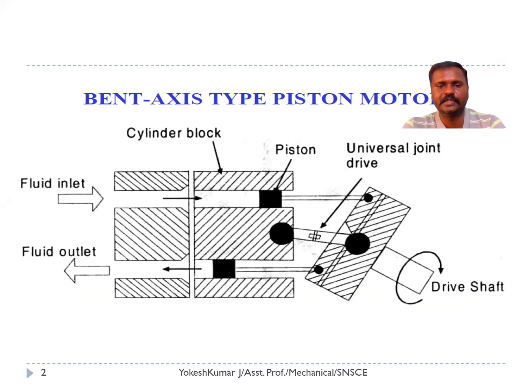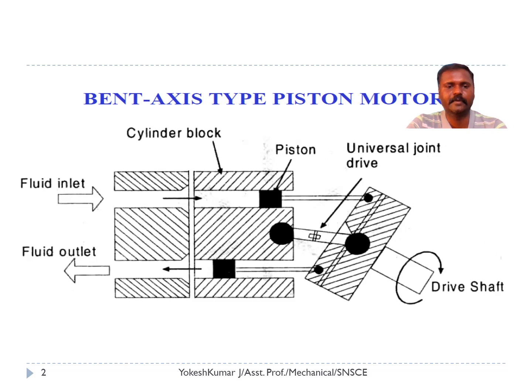So this illustration explains the bent axis type of motor. Here we can see the drive shaft, which is inclined with the cylinder block. So the cylinder block axis is not in line with the drive shaft axis. It is slightly bent. So here we have a stationary cylinder block.